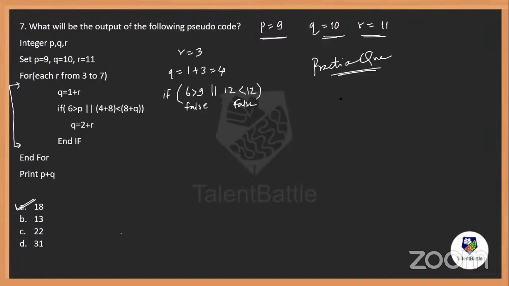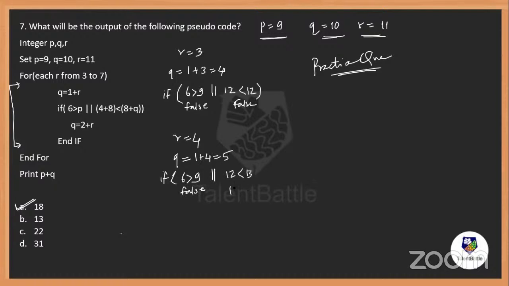Okay, Arjun, I will repeat it for some of the subscribers that they are asking for the logic. So I will give you idea about some of the iterations. When r is equals to 3, you can see the updated value of q is calculated 1 plus 3 equals to 4. And due to that, my first if condition will be false. So this statement will not execute, but my loop is still continue. So next iteration, when r is equals to 4, updated value for q will be 1 plus 4, that is 5. And if condition will be 6 greater than 9, this expression is false. Logical or 12 is less than 8 plus 5.